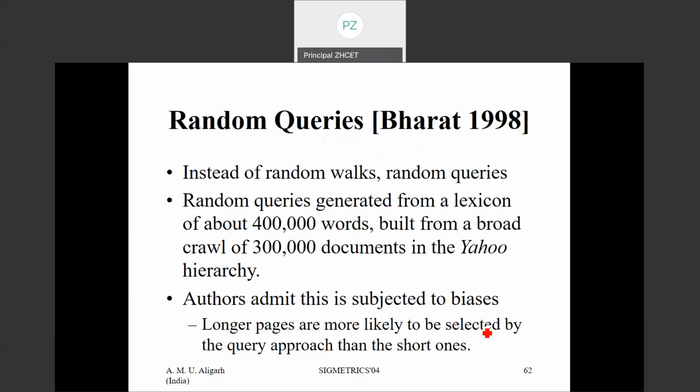Longer pages are more likely to be selected by the query approach than the short ones, because these random queries are very important for studying the web. If the queries are not purely random, then we have got biases. So that is why they are saying that longer pages may have biases because more keywords will be borrowed from longer pages.